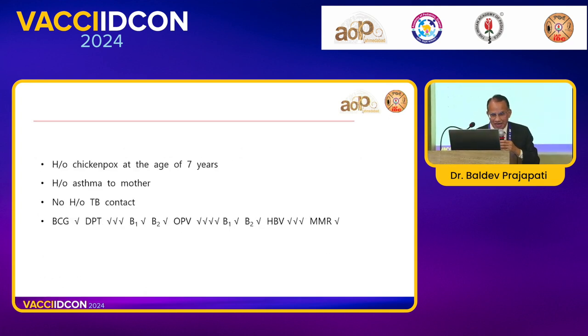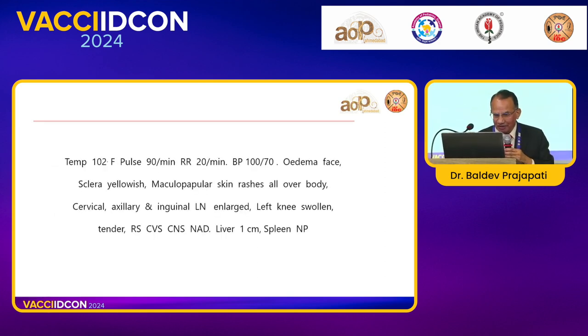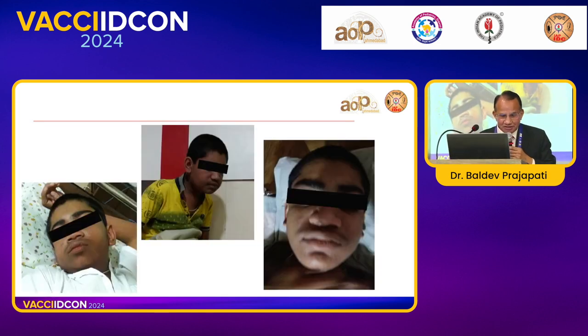Chickenpox just 7 years back, at the age of 7 years. Asthma in mother, no contact with tuberculosis, some vaccines were given. On examination, febrile child, vitals normal, edema of face, sclera was yellowish, maculopapular rash all over the body, cervical, axillary, inguinal, all lymph nodes enlarged, left knee swollen, tender, other systemic examination non-contributory, liver just 1 centimeter, and spleen was not palpable. These were the pictures of the child, a 15 year old boy.